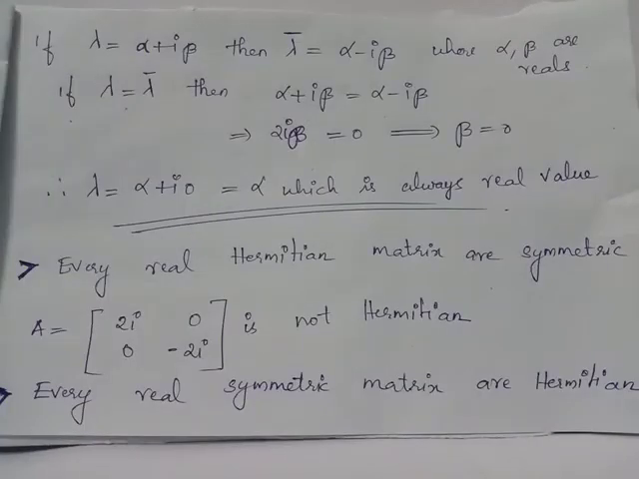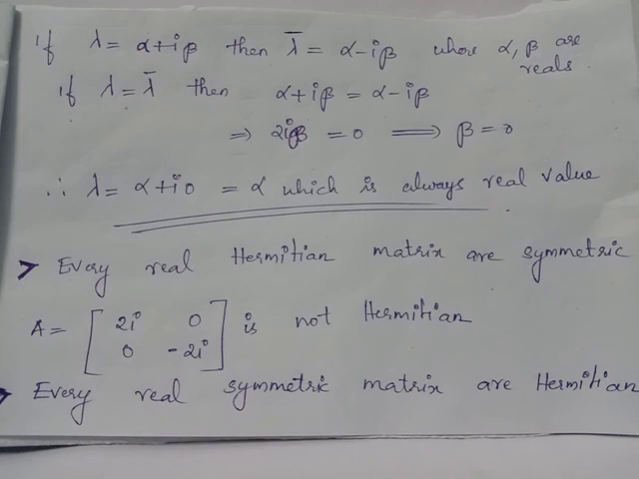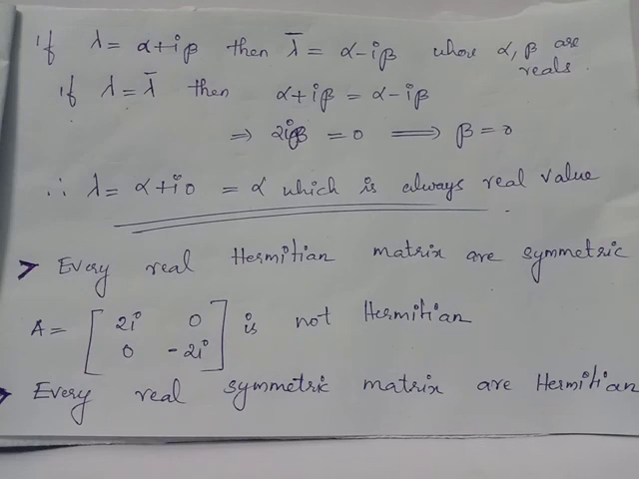If lambda takes the format lambda equals alpha plus i beta, then lambda conjugate is alpha minus i beta, where alpha and beta are real numbers. Since we obtained the condition lambda equals lambda conjugate, we have alpha plus i beta equals alpha minus i beta. From where we obtain 2 times i beta equals 0, or we obtain that beta equals 0. Since beta is 0 in the expression of lambda, we have lambda equals alpha, which is purely real quantity. Hence, we can conclude that lambda, which is the eigenvalue of the Hermitian matrix A, will always be real.